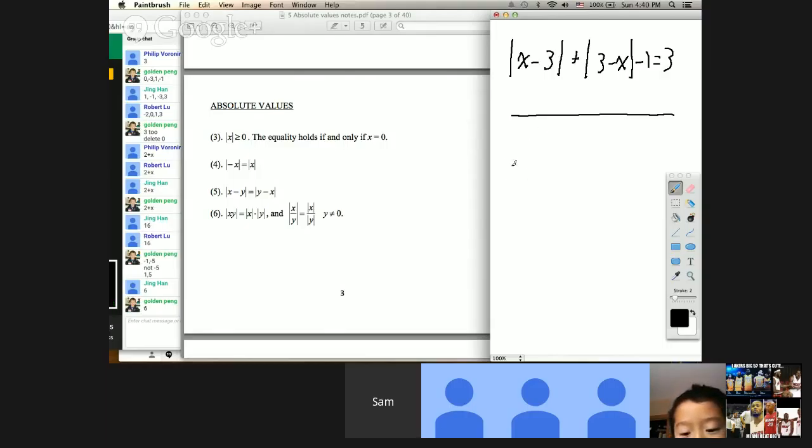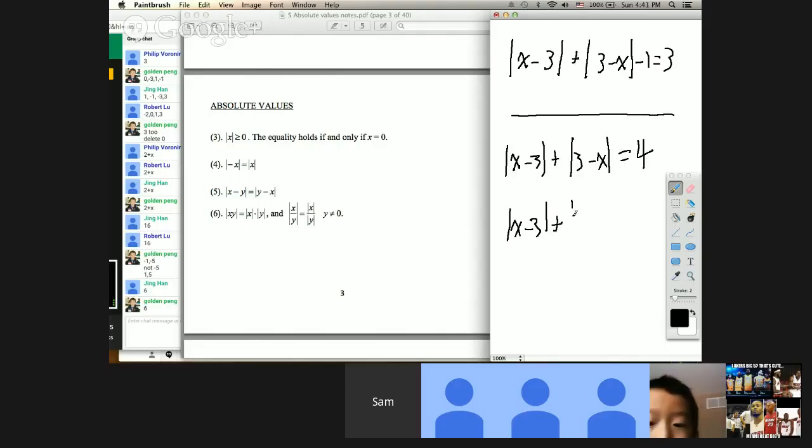So first off, you continue writing that. I don't like this -1 here, so I'm just going to move it to the other side because it throws me off. So f equals 4. Then we use this theorem right here: the absolute value of x minus y is equal to the absolute value of y minus x. Why? Because you can multiply by -1 on the inside and it doesn't matter when it comes out.